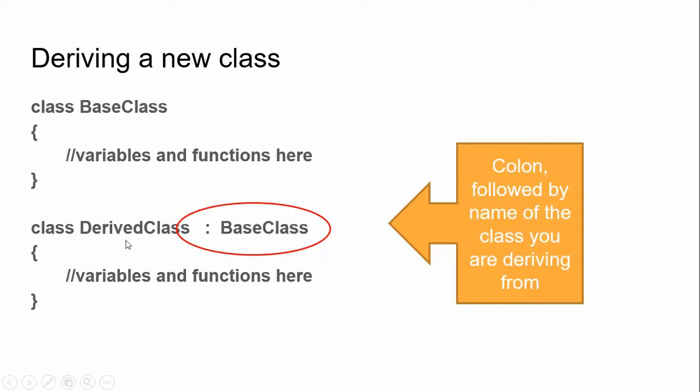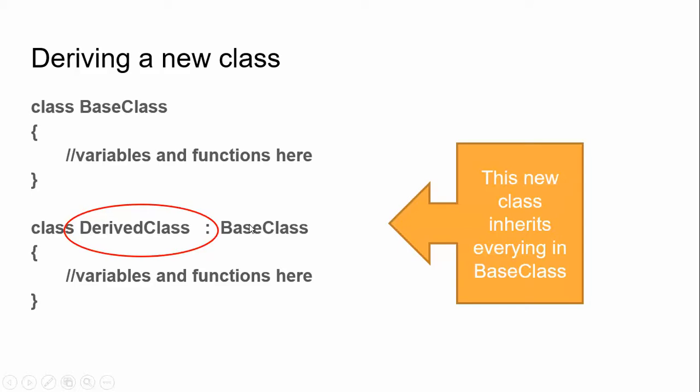The derived class is the subclass, and the base class here is the base class. All right. So our new class, derived class, will have everything the base class has. It is built on top of the base class and inherits everything that it has.